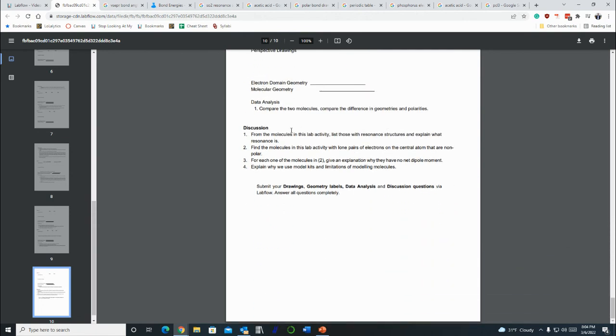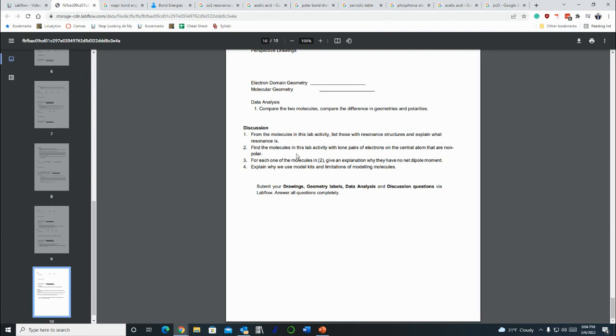And finally, we have the big dog questions. These are the ones that are worth the most points, so make sure to answer these 4 questions. So first, list all the resonance structures and explain what resonance is. We've kind of talked about resonance already. It's that idea of delocalization of electrons. So list the structures that have resonance and explain what resonance is.